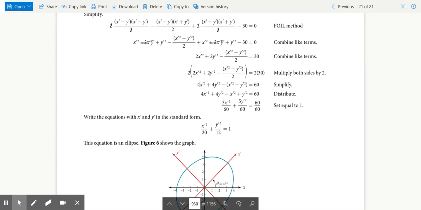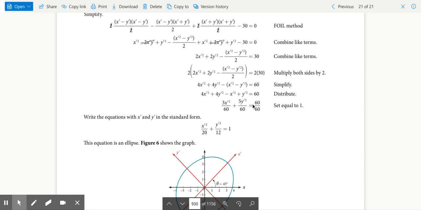So then we just have 4x squared plus 4y squared. I'm going to stop saying prime because I'm stumbling over all of my words. And then x squared minus y squared. And this is minus, so we have to distribute that negative. We now have 60 on this side as well. So we have 4x squared plus 4y squared minus x squared plus y squared. So we end up with 3x squared plus 5y squared equals 60.